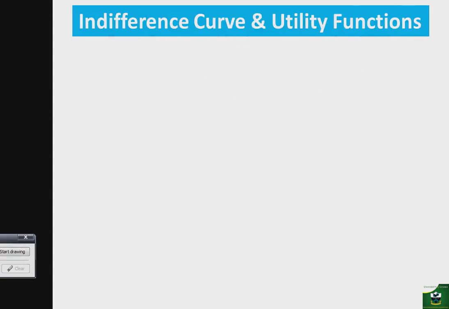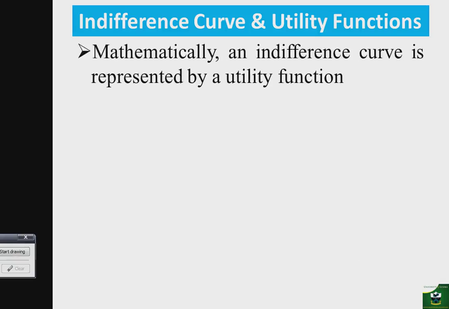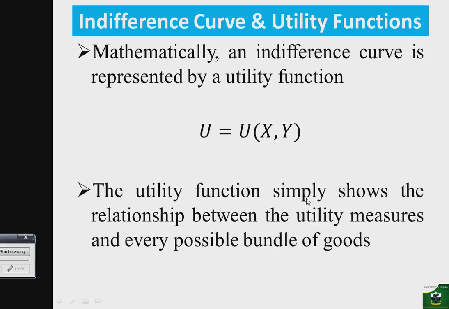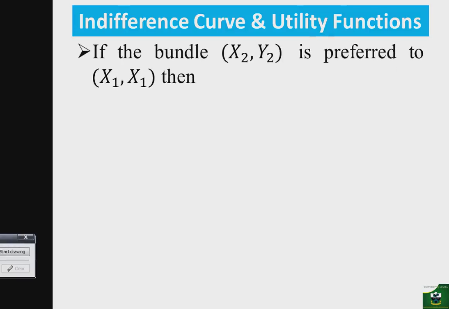Let's look at indifference curves and the utility functions. Mathematically, an indifference curve is represented as a utility function, and we write utility as a function of the given commodities under consideration. Here we have X and Y, meaning utility is a function of good X and good Y. The utility function simply shows the relationship between the utility measures and every possible bundle of goods. Which brings us to this simple illustration.